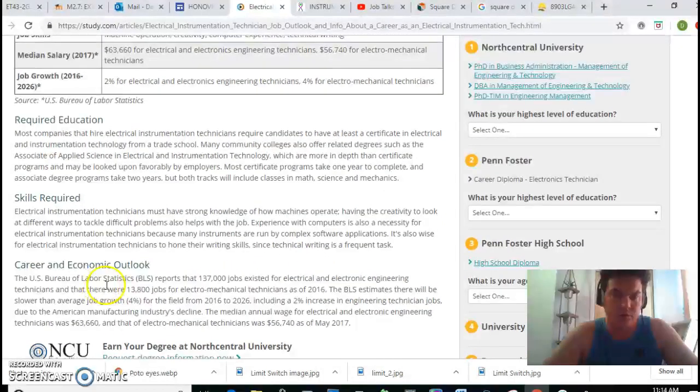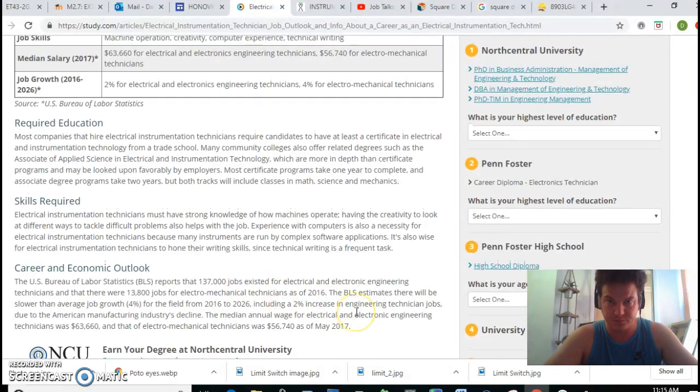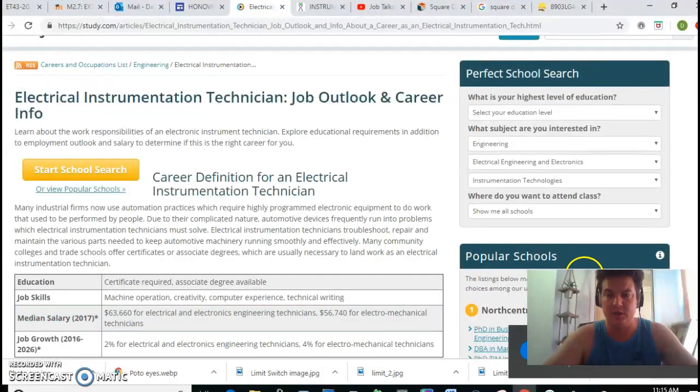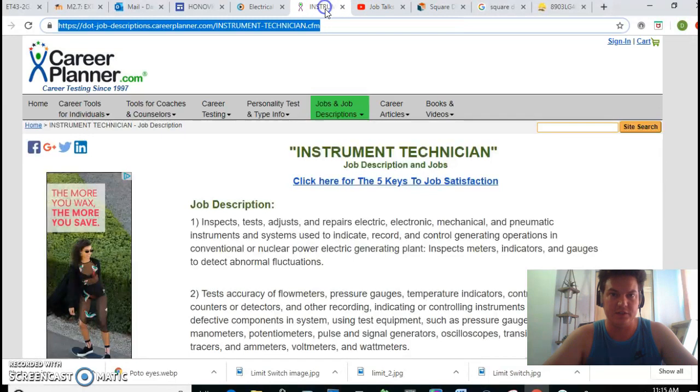But here you can see the U.S. Bureau of Labor reports that 137,000 jobs existed for electricians and electrical engineer technicians, and there were 13,800 for electromechanical technicians as of 2016. I could tell you personally that we have employers coming in looking for our students all the time. They're begging us for qualified technicians.